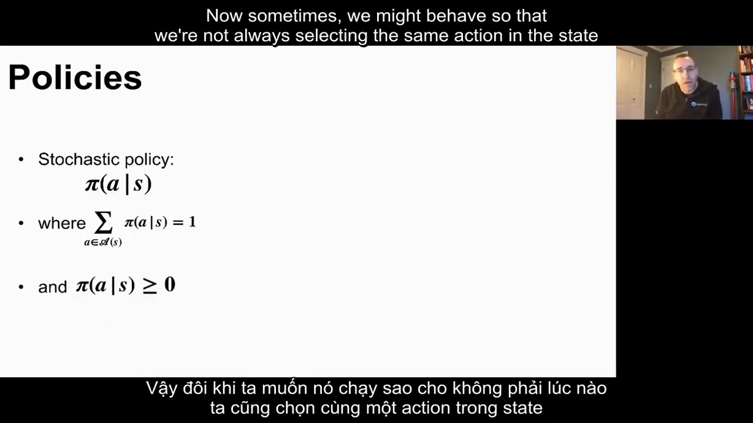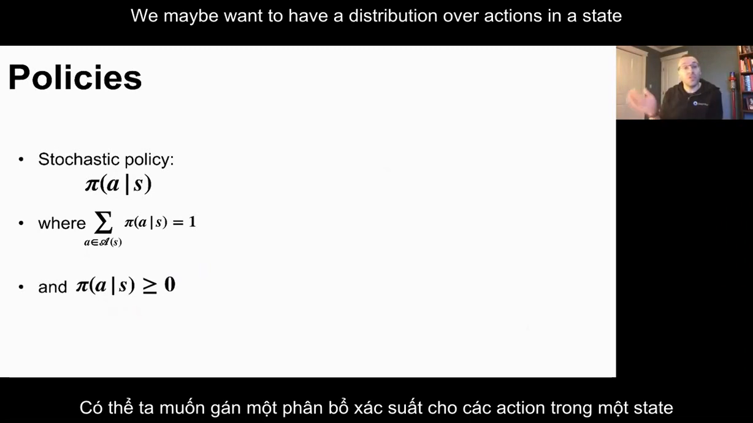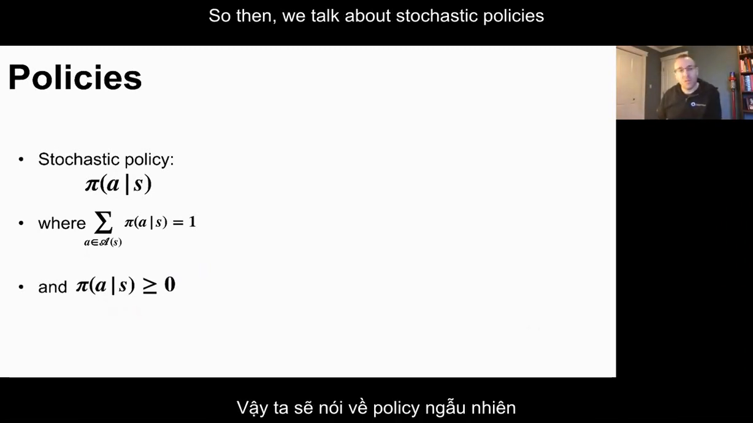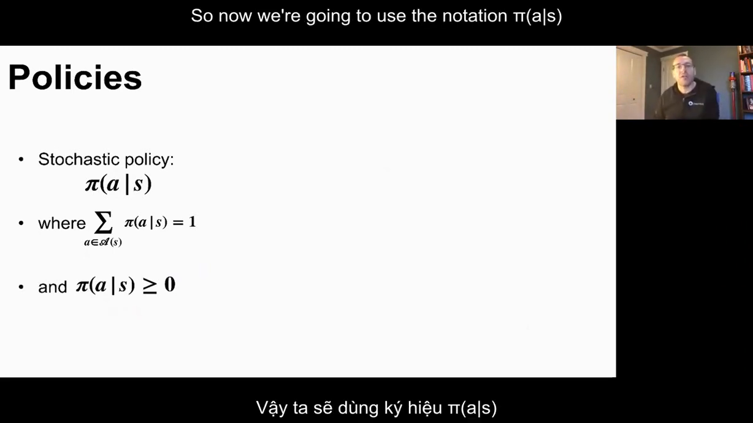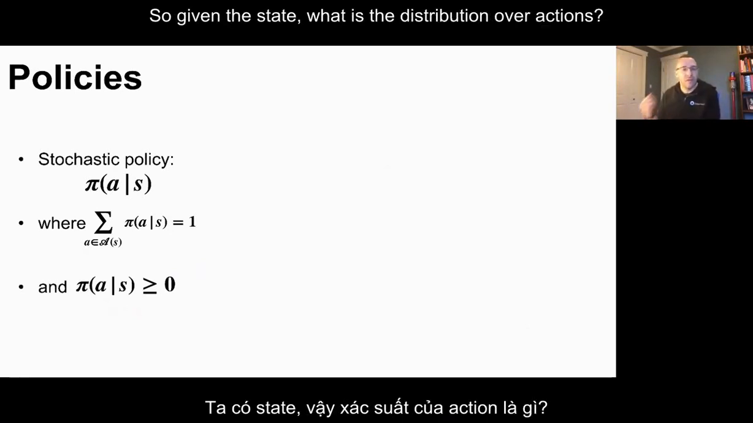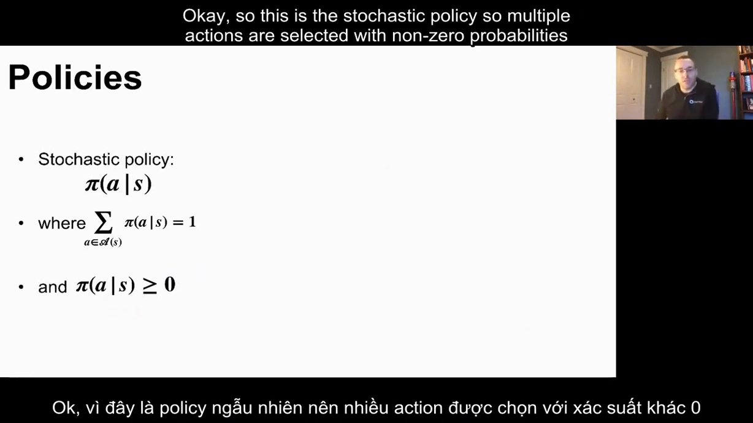Now, sometimes we might behave so that we're not always selecting the same action in every state. In the state, we maybe want to have a distribution over actions in a state. So then we talk about stochastic policies. Okay, so we want a policy to assign probabilities to each action in each state. So now we're going to use the notation pi of A given S. So given the state, what is the distribution over actions? Okay, so this is the stochastic policy.